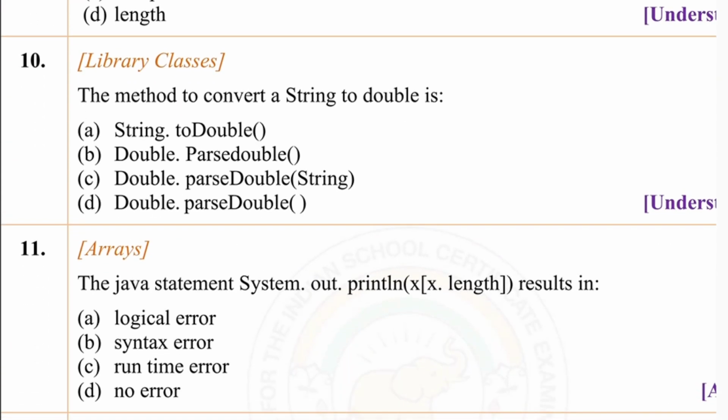The method to convert a string to double. Converting a string to double is Double.parseDouble(string). This is the exact one. Let this string be 2.0, so you can write s equal to 2.0. To convert it into double, we have to write Double.parseDouble(s), where s must be a string.